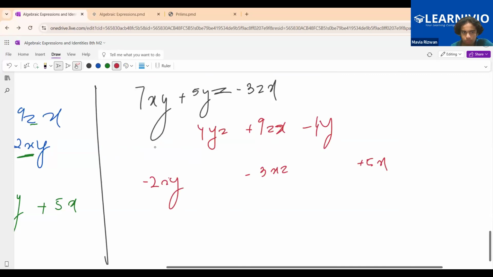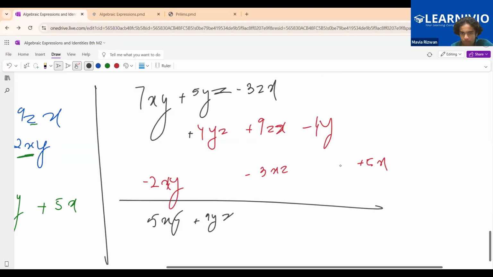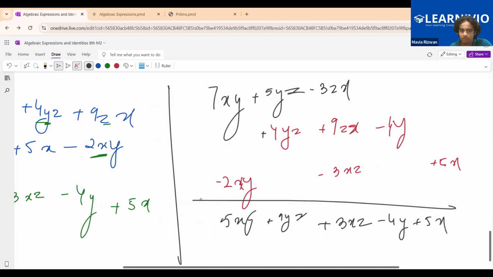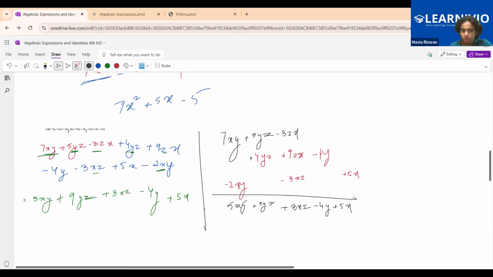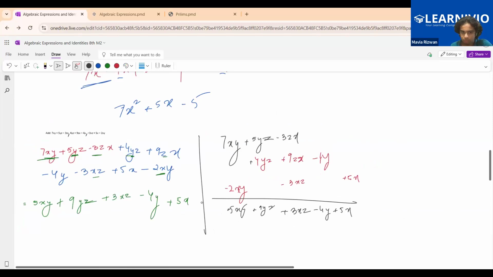Okay. Now simply add them. So 7xy minus 2xy is 5xy. 5yz plus 4yz is plus 9yz. Then minus 3zx plus 9zx minus 3zx is plus 3zx, or xz, whatever you want, because minus 3 and minus 3 is minus 6, plus 9 minus 6 is 3. Minus 4y as it is and plus 5x as it is. Okay, so guys, this is the second way. I guess the first way might be easier for all of you. Whatever way suits you, do it that way. Okay, write this down.